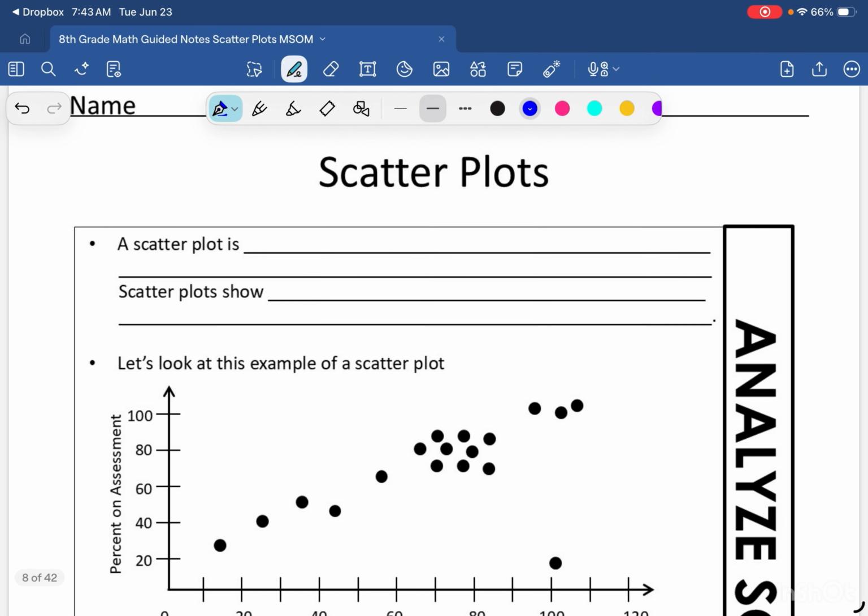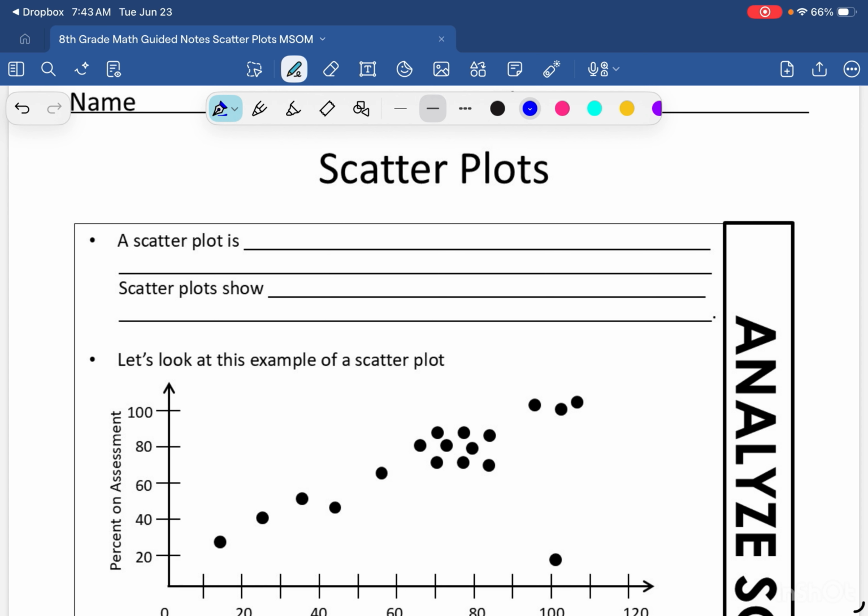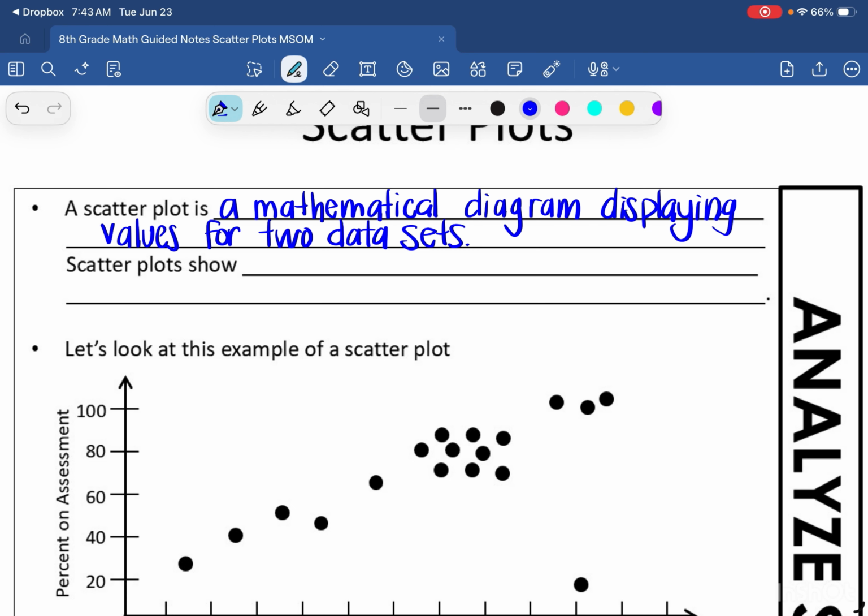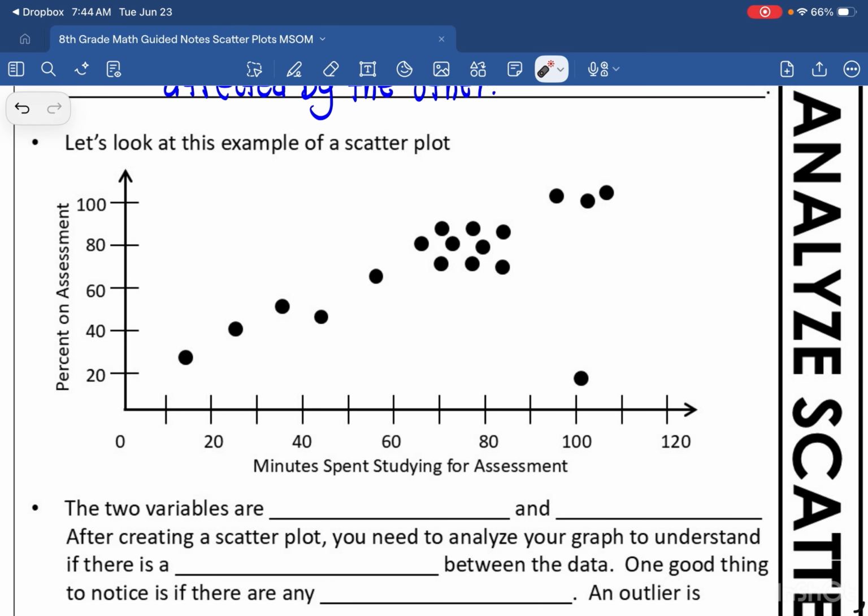On to the next page, it says, a scatter plot is a mathematical diagram displaying values for two data sets. Scatter plots show how much one variable is affected by the other. This is a scatter plot that shows minutes spent studying for assessment and the percent of the assessment. So the two variables are minutes studying and percent on test. When it says variables, that means the two things that are being compared to each other.